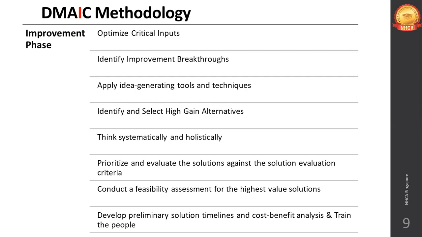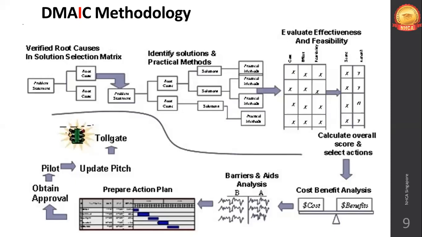Develop preliminary solution timelines. Cost benefit analysis has to be done. This will be done by the finance department, or the accounting department. Train the people. You may have to send your senior staff, or you may have to hire a consultancy agency to train the existing staff. So all these things will take place in the improvement phase. So these are the tools used in the improvement phase.